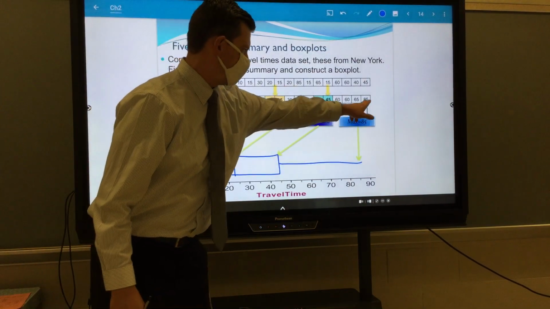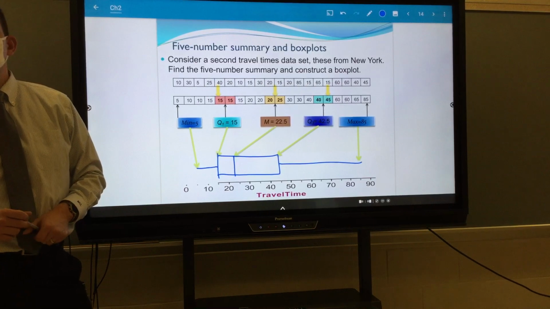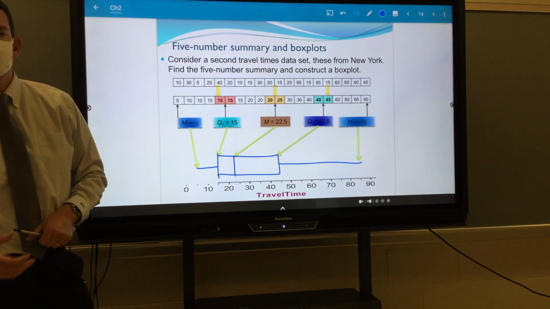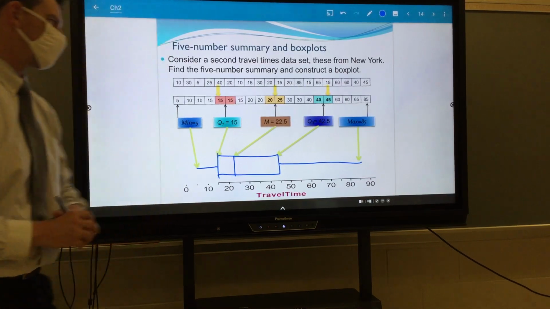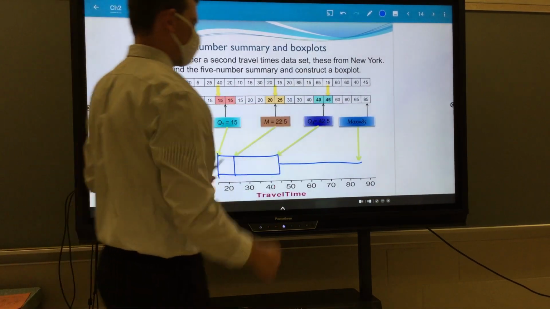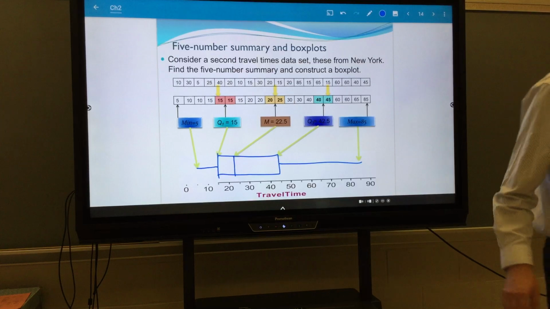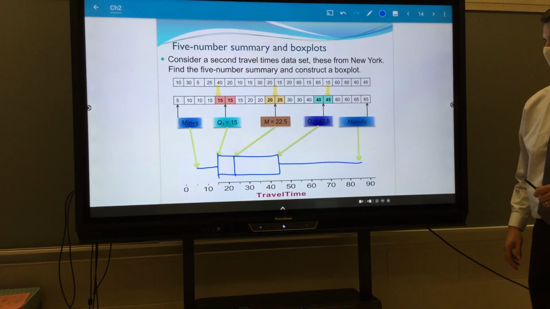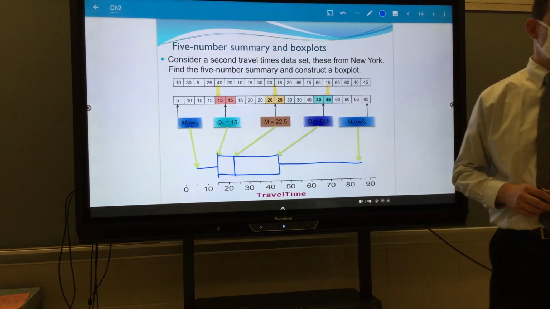Notice that our next highest value is 65 minutes. So there's a 20-minute difference between our max and our next highest value. There's a lot of variation there. That max might be an outlier. Any questions so far?